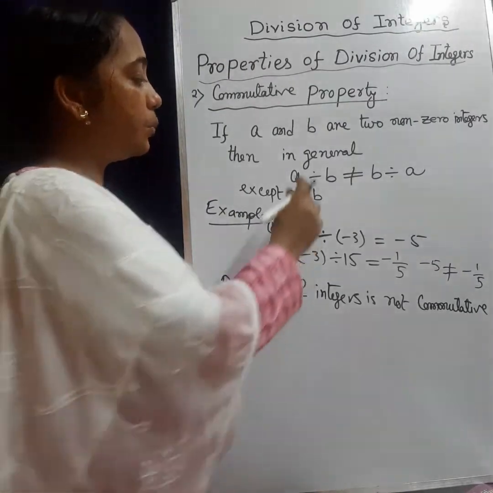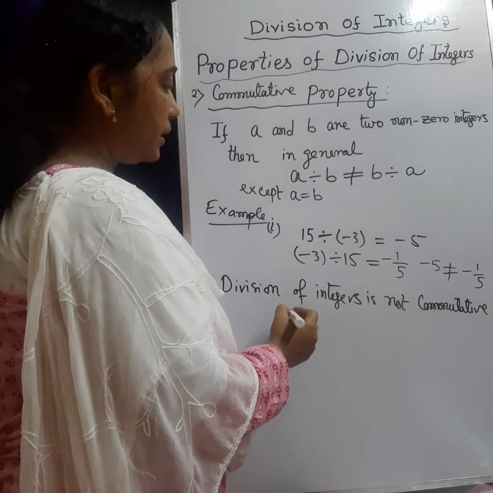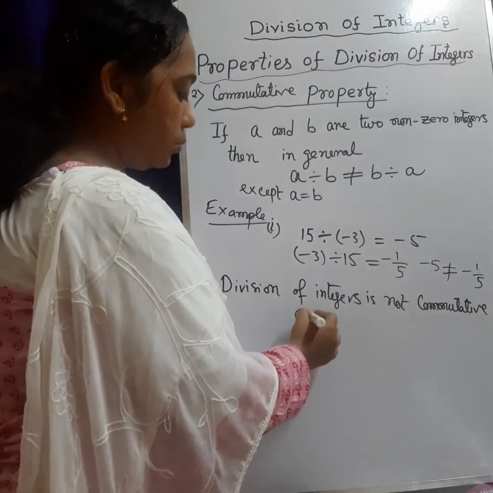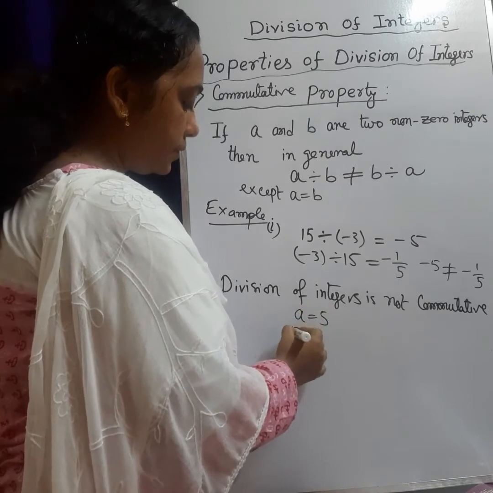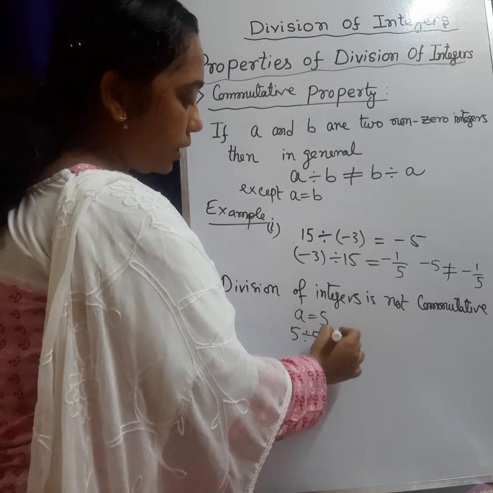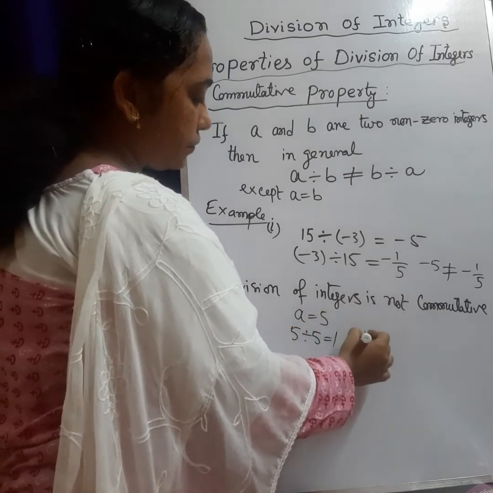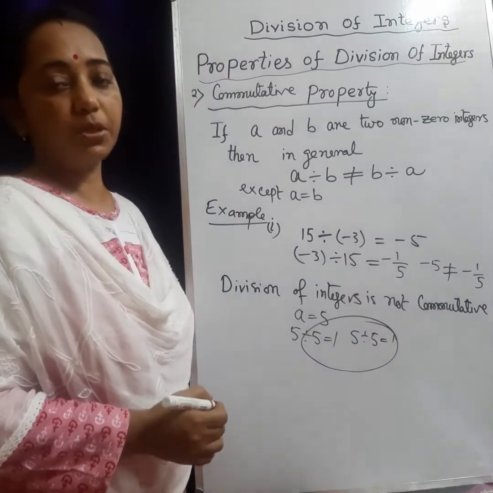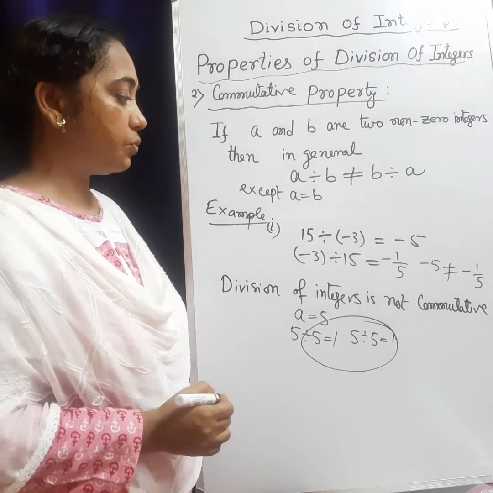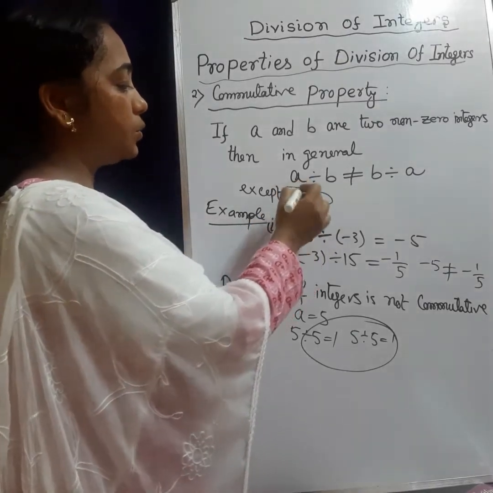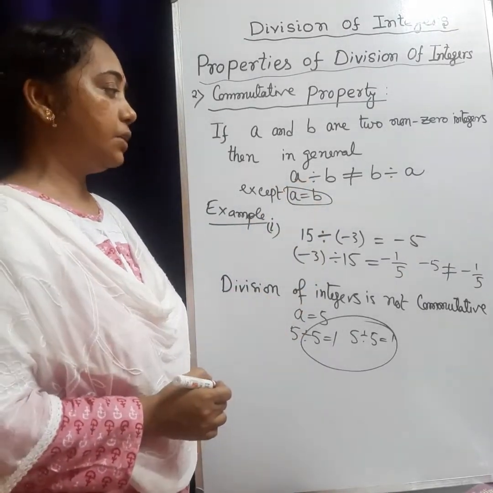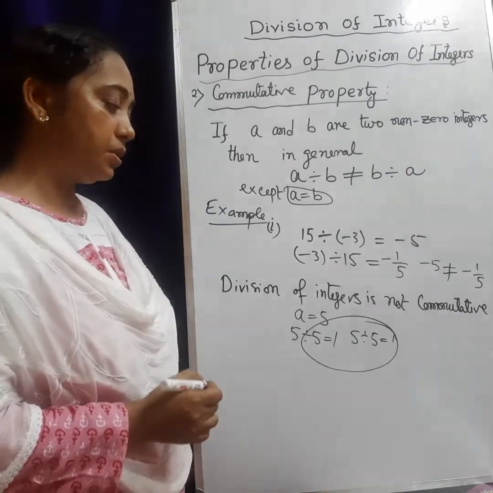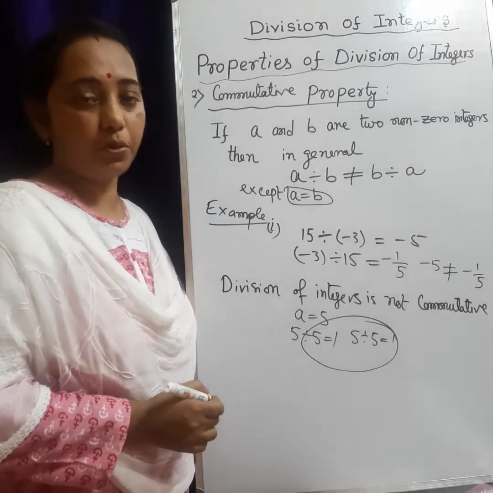But if we consider a and b equal, suppose a equal to 5, then 5 divided by 5 gives 1. On the other hand, 5 divided by 5 also gives 1. So we are getting the same result. That means a divided by b equals b divided by a. So only when the values of a and b are equal is a divided by b equal to b divided by a. Otherwise, in general, division of integers is not commutative.